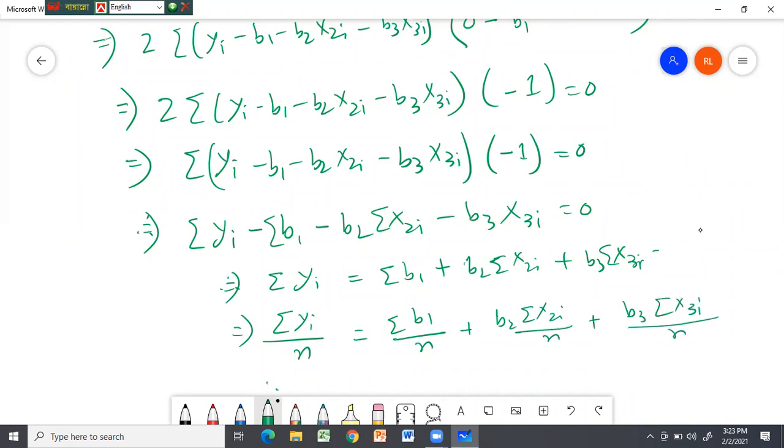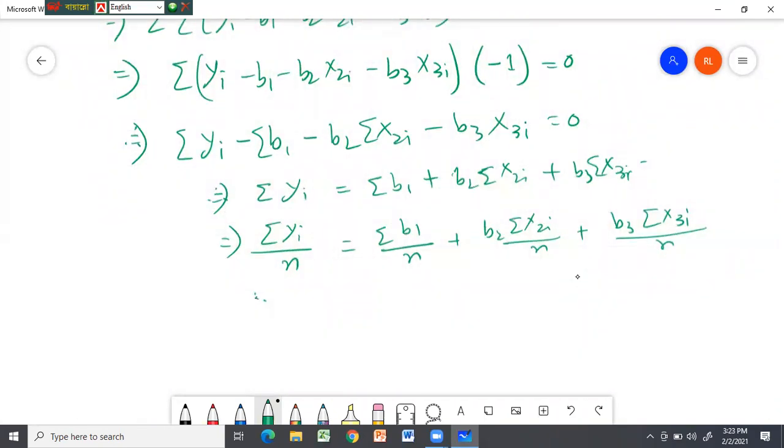So you will have actually y bar here, capital Y bar, and here you have only b1, because sum of b1 is equal to nb1. So n and n has been crossed. You have only b1 here, and b2 x2 bar plus b3 x3 bar. Okay. So this is your equation number 1.